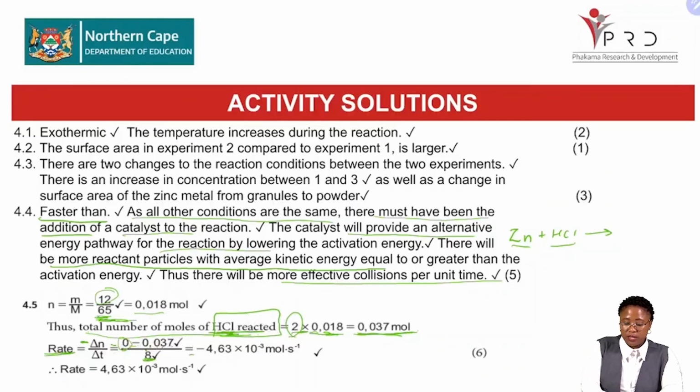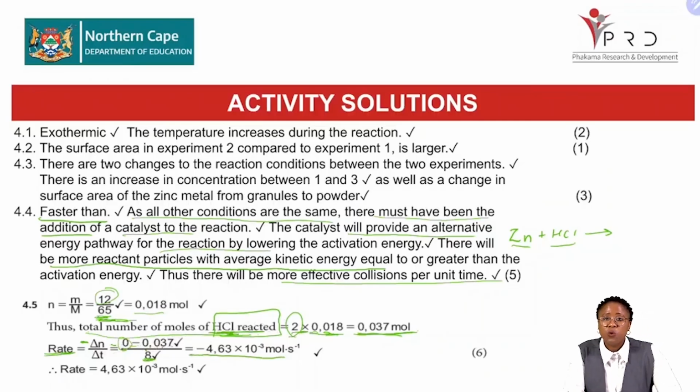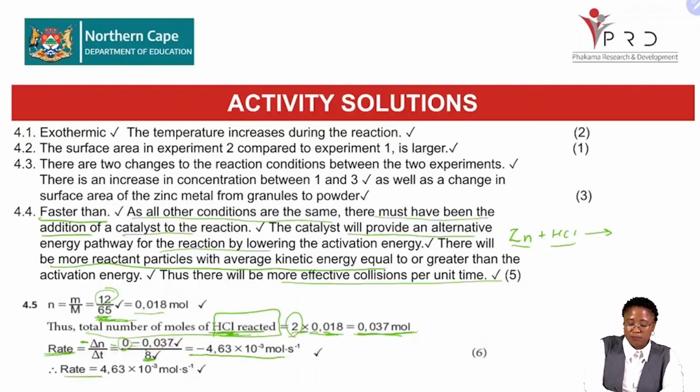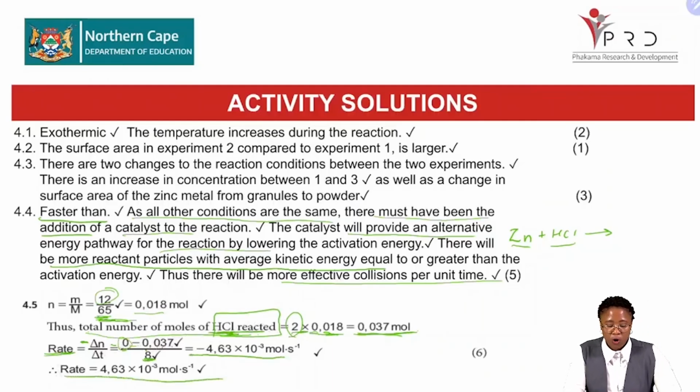And then when we punch into the calculator, we get negative 4.63 times 10 to the power negative 3 moles per second. And remember, I said your rate must always be positive. That's why here I've indicated, therefore, my rate will be 4.63 times 10 to the power negative 3 moles per second.